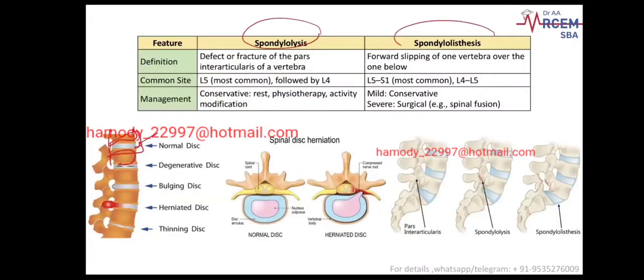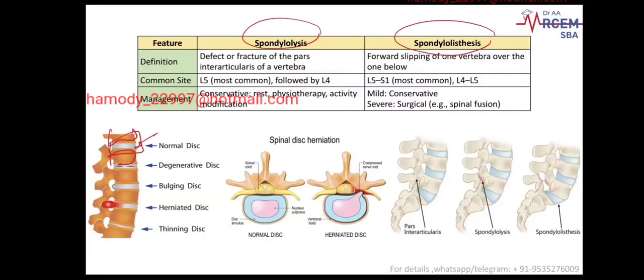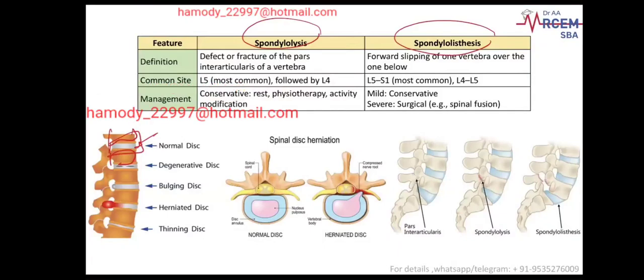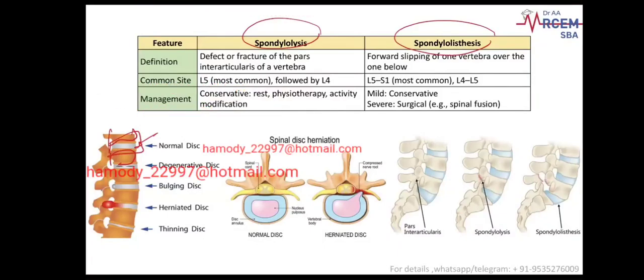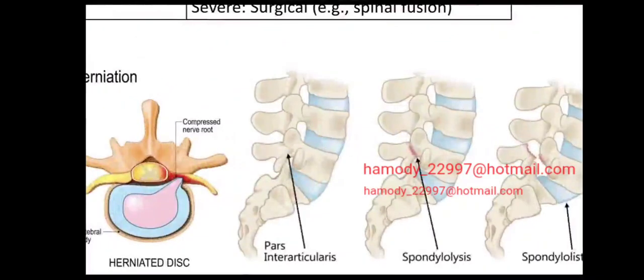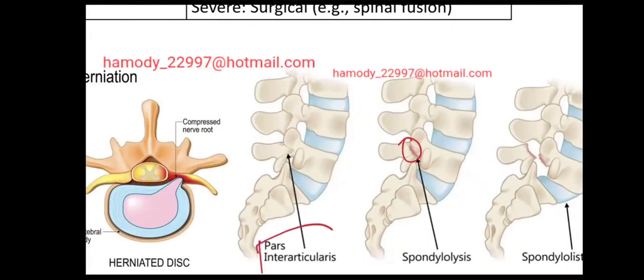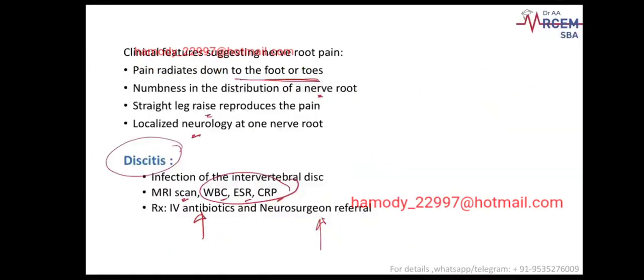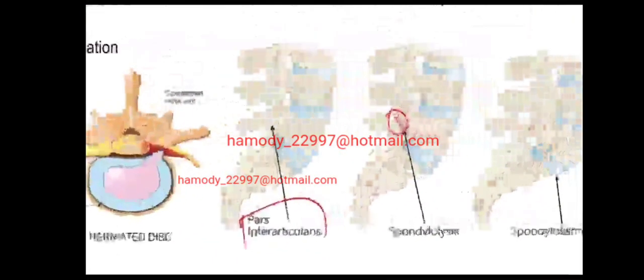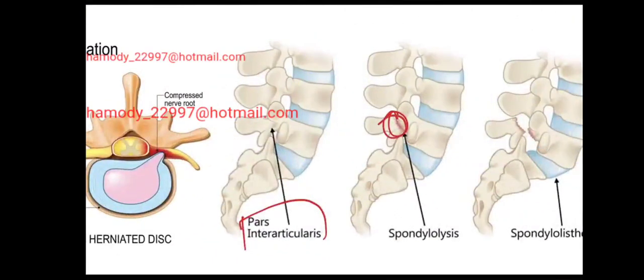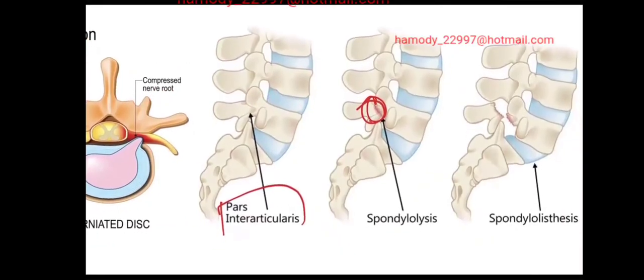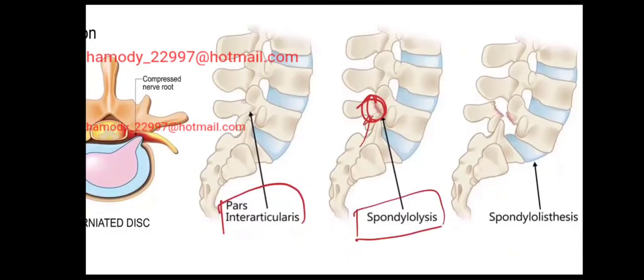Spondylolysis and spondylolisthesis. They may not test you in this depth, but it's better to have an idea. Spondylolysis is a defect or a fracture at this site. This site is known as the pars interarticularis. Whenever there is a defect or a fracture here, it is known as spondylolysis.